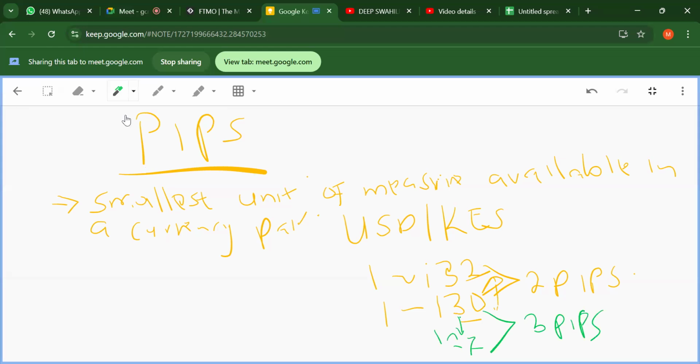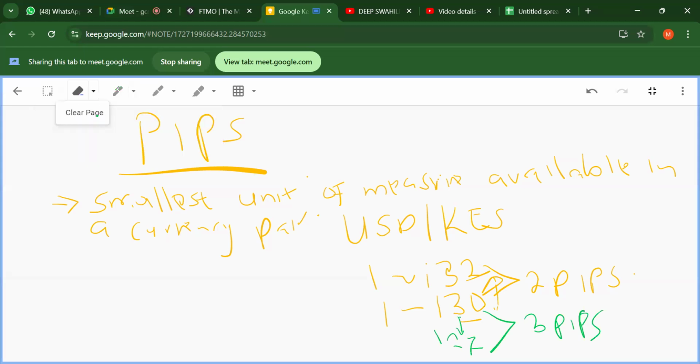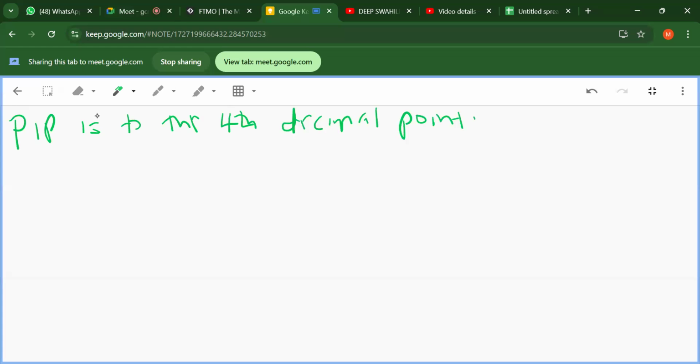Then we went further and said pip is to the 4th decimal point. And what does that mean? 1 pip is usually interpreted as 0.0001. So it is usually to the 4th decimal point.